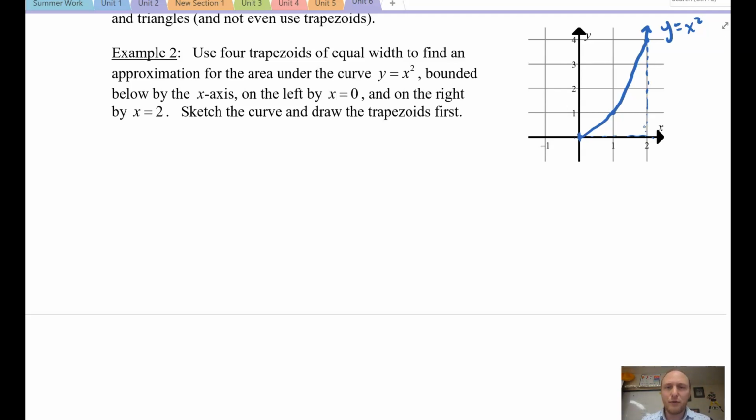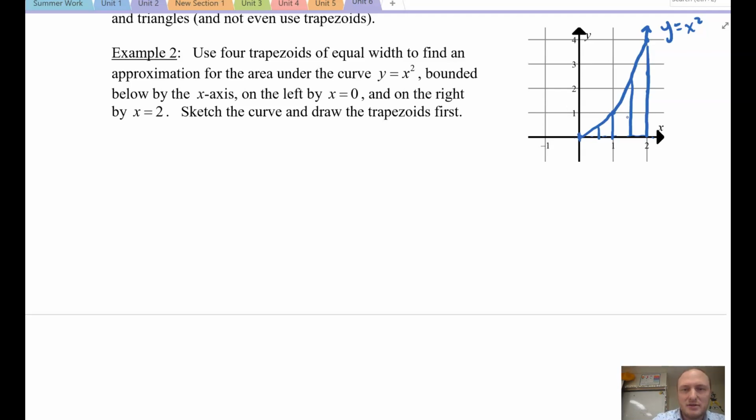So if I want 4 equal subdivisions, okay, then what I have to do is split it. So here's one, here's another, and then here is my last one. So notice I have 4 different trapezoids, okay, I did that.